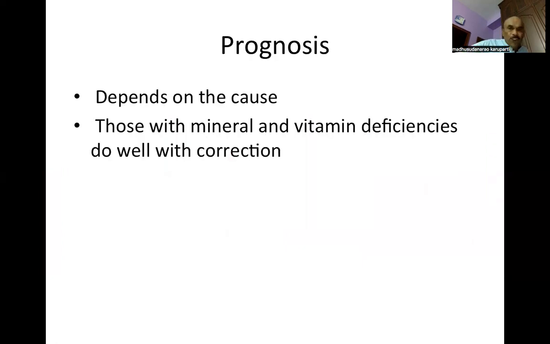Well, prognosis depends upon the cause. Those with mineral and vitamin deficiencies do well with correction, and for the neurological disorders it depends upon the treatment of the neurological disorder which caused the gait disturbance. By and large, the prognosis depends upon the cause of the gait disturbance.